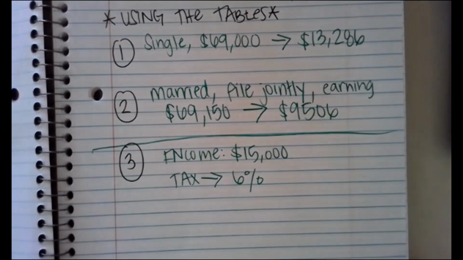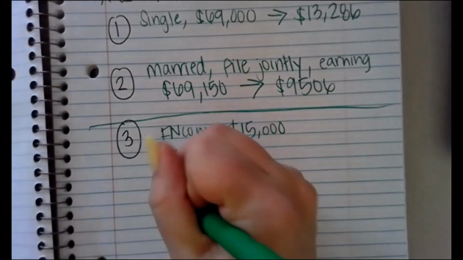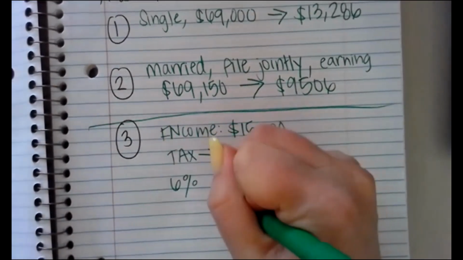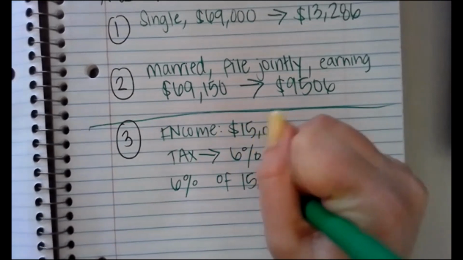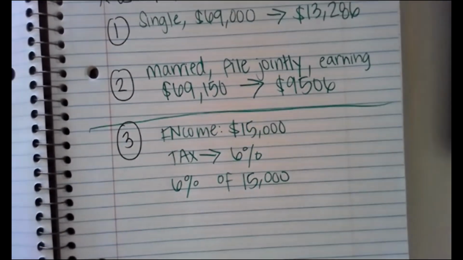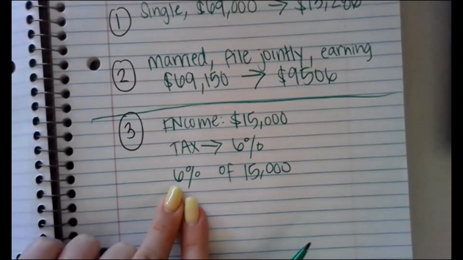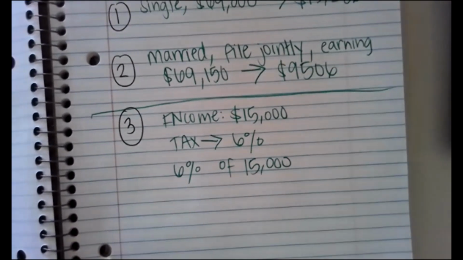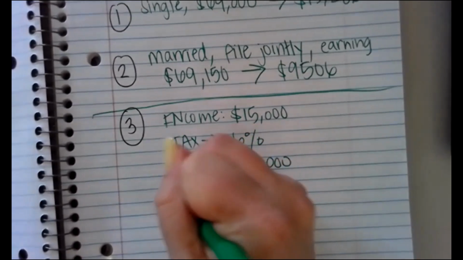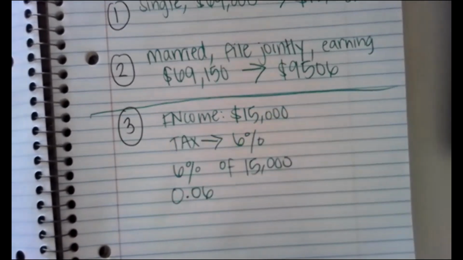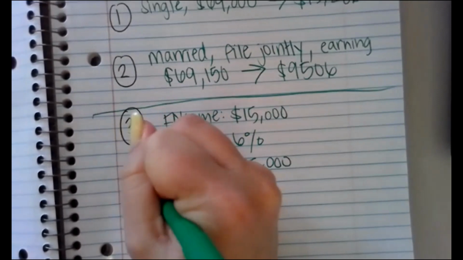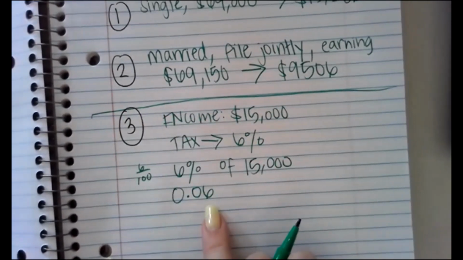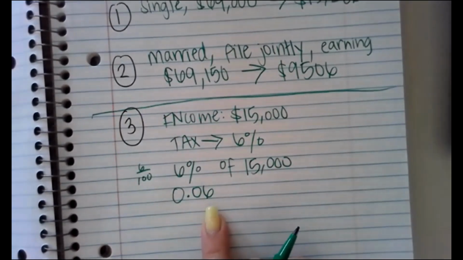So if we want to figure out how much they have to pay in income taxes, the question we are solving is 6% of $15,000. And like the budget, remember to calculate a percentage, we're going to take our percentage, put it as a decimal or a fraction, and then multiply by our income. So 6% as a decimal is 0.06 because this is 6 out of 100. 6 100ths, we have the 6 in the hundredths spot.